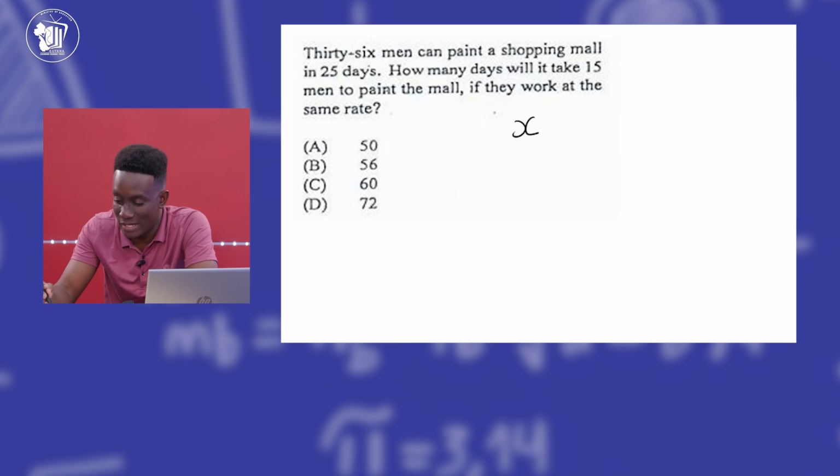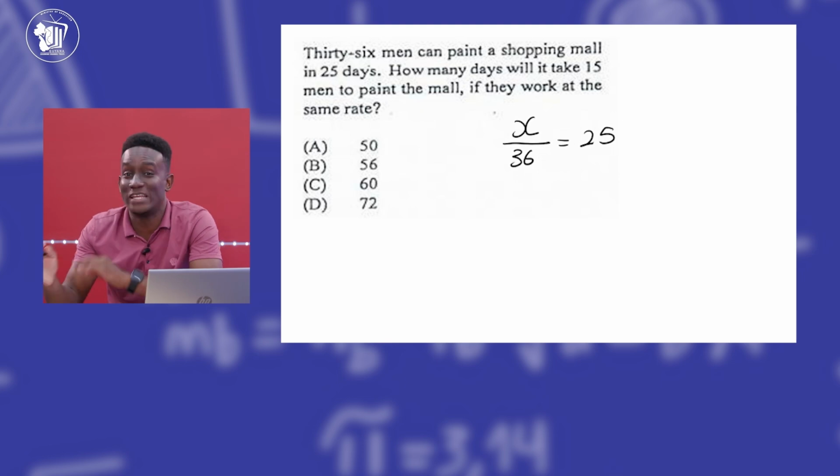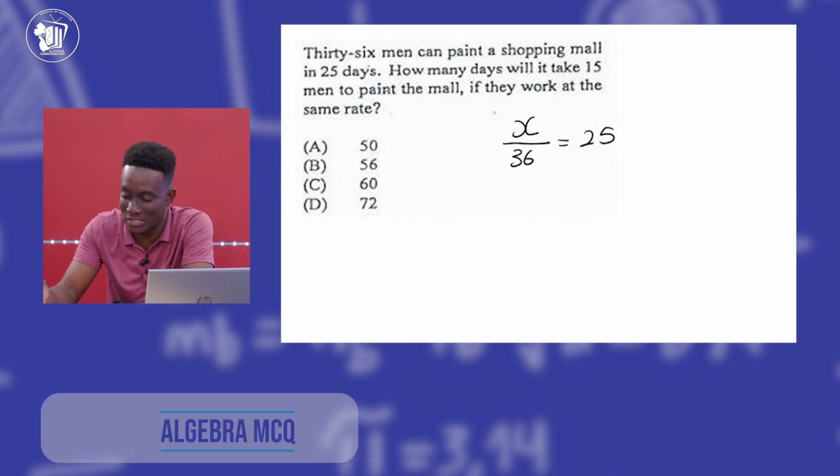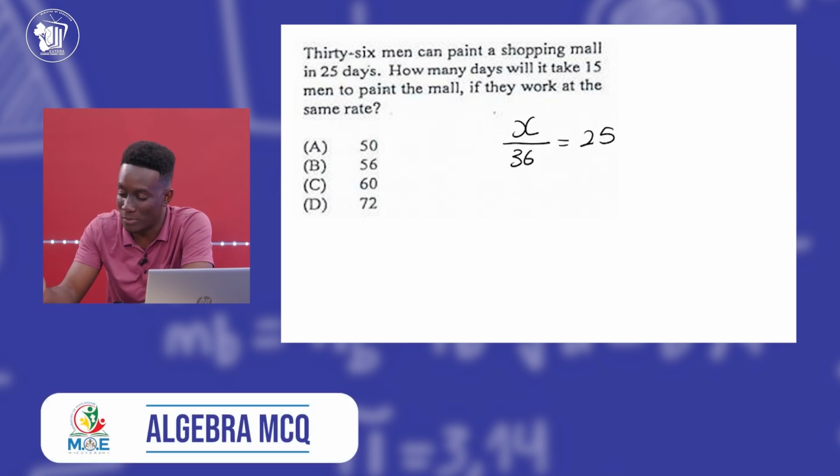So if 36 men can complete this work in 25 days, we don't know how much work it is. So X will represent the amount of work they have to do, and if 36 men do this, we divide X by 36, and this will give us 25 days. So this is the amount of work they have to do, and 36 men will tackle it and complete it in 25 days. So let's find the amount of work it will take to paint the shopping mall. X is just used to represent what it will take to paint the shopping mall.